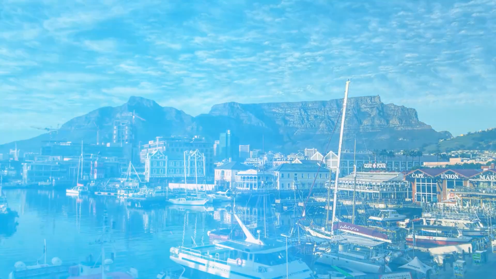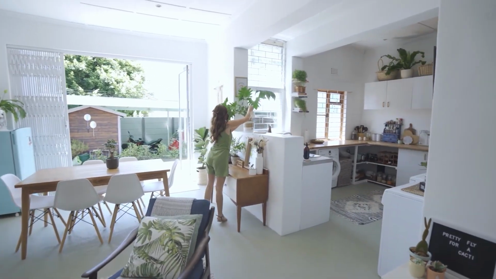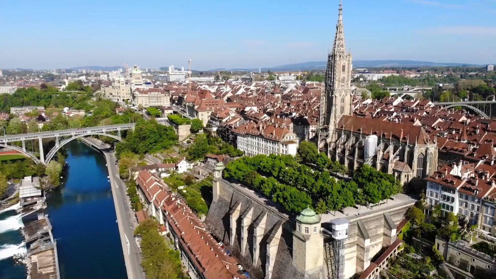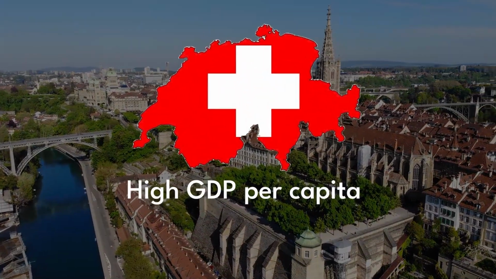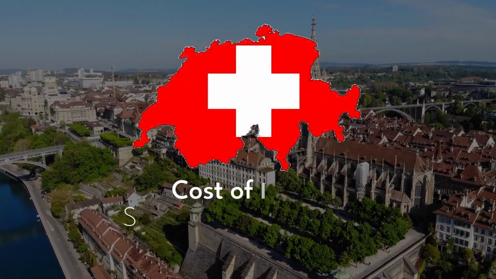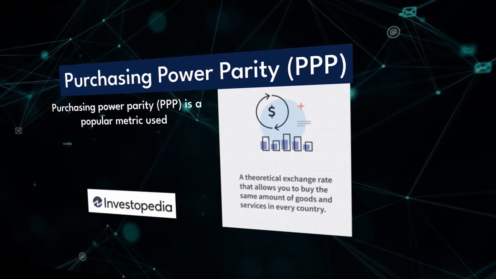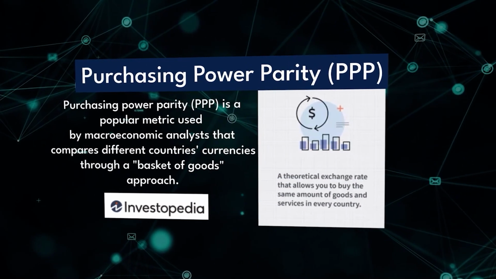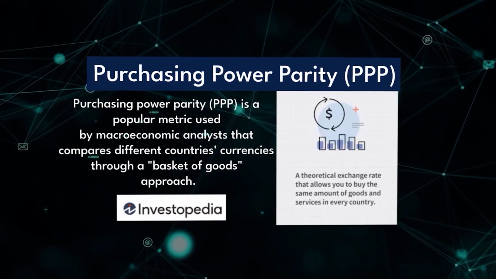High GDP doesn't reflect living costs. Differences in living costs can make GDP per capita misleading. For example, Switzerland's high GDP per capita contrasts sharply with Germany's, but Switzerland also has a much higher cost of living. Using purchasing power parity, PPP, adjusts GDP for these cost differences, providing a more accurate comparison of economic well-being.